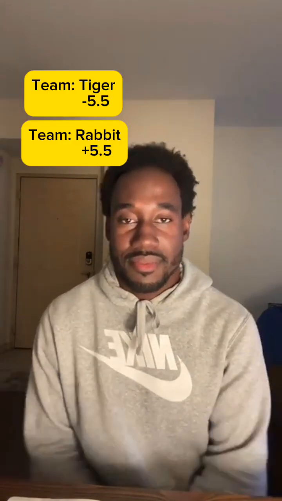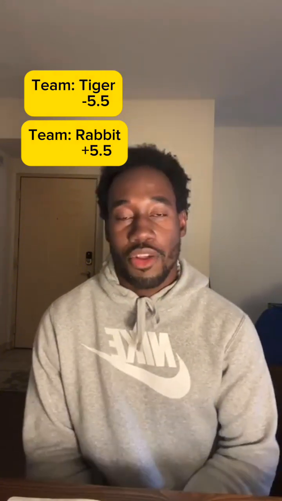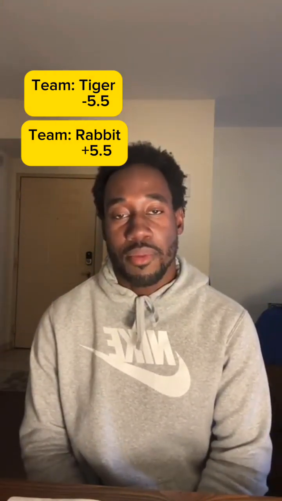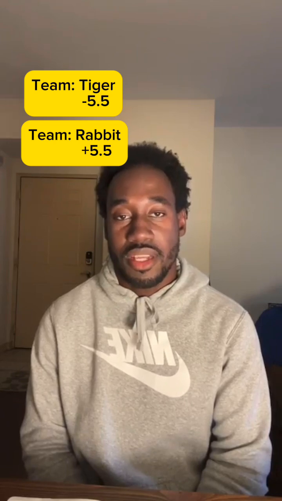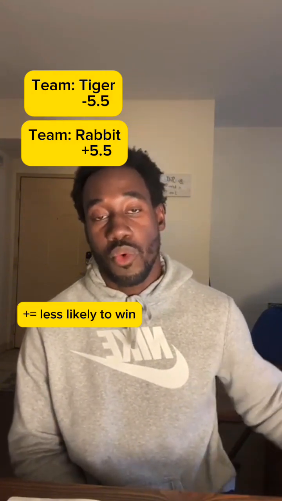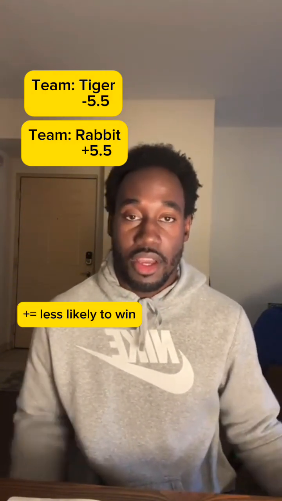So for example, let's say we have a boxing match between, I don't know, a tiger and a rabbit in a jungle. So when you open up your app or your platform, whatever betting platform you use, you'll see Team Tiger on top and Team Rabbit on the bottom. And associated with these teams, you'll either see a plus or a negative sign. And the plus or negative sign goes to either the underdog or top dog. So the plus sign goes to the less likely team to win. So the one the odds are against. So in this case, it'll be the rabbit.